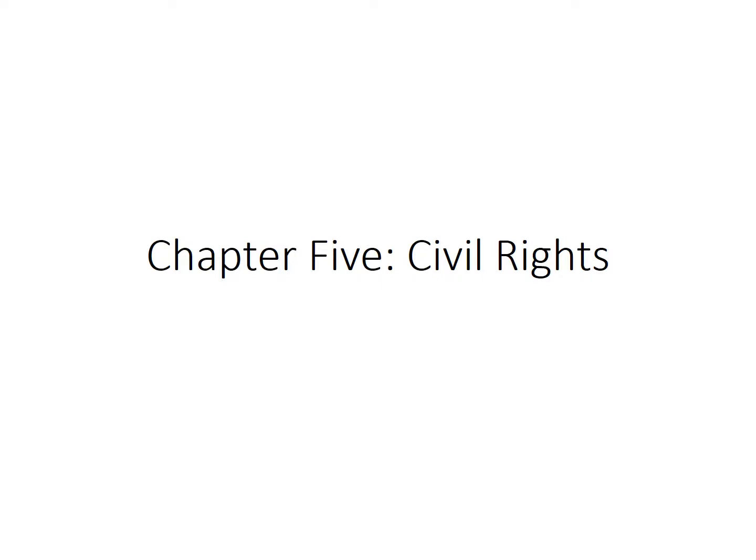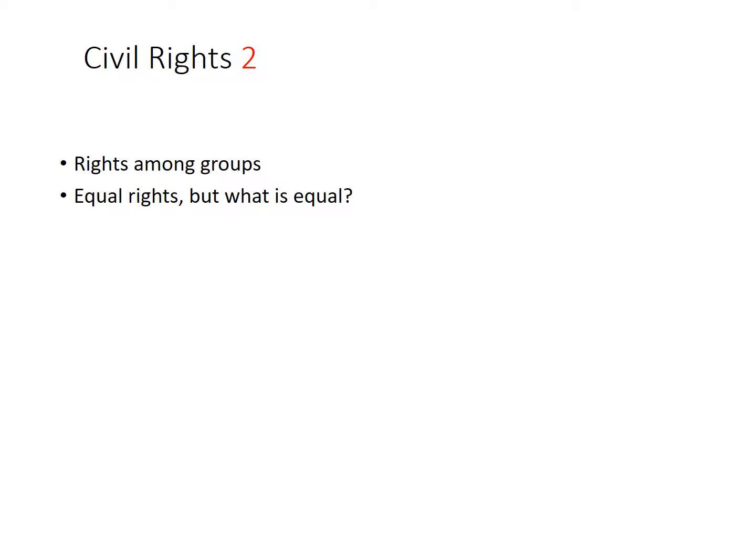Here we are with Chapter 5, Civil Rights. We had just finished Chapter 4, dealing with the rights of the individual. Here we're looking at rights among groups. All of us in this class belong to particular groups, different backgrounds in our lives, and as a result, we would hope that those groups would have some form of equality. When we talk about equal rights, the question becomes, what is equal? To what degree should equality be promoted?